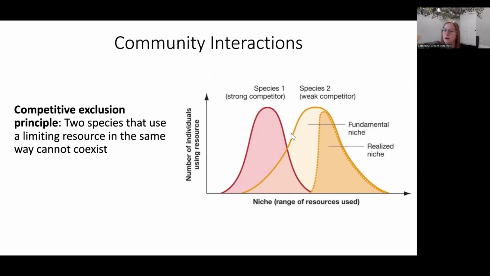Species 2 is a weaker competitor. It would use a whole lot of the range that the stronger competitor uses, and it would have a lot of individuals using those resources. But with this species in the same habitat, species 2 is outcompeted. So it's competitively excluded from where it could be because there's a stronger competitor there. Your fundamental niche is what you theoretically could use without competition, and your realized niche is the area and the resources that you actually use when you think about who's competing with you in your community.